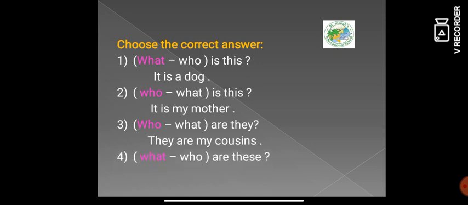Number 4. What or who are these? Look at these. They are pens. Pens is something we can use. So I use what or who to ask about them? We use the word what. What. Okay. And look here. We have the word are these. I use these to ask about something. But in number 3, I used they to ask about a person.